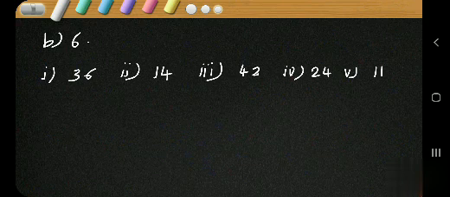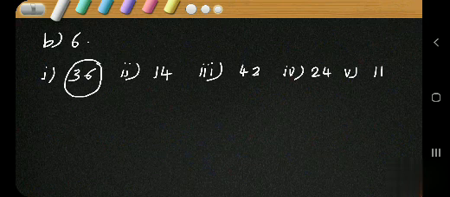What about 36? Is 36 in 6 table? Yes. How? 6 ones are 6, 6 twos are 12, 6 threes are 18, 6 fours are 24, 6 fives are 30, 6 sixes are? Yes, 6 sixes are 36. So do we need to encircle 36? Yes. Why? 36 is in 6 table, isn't it?